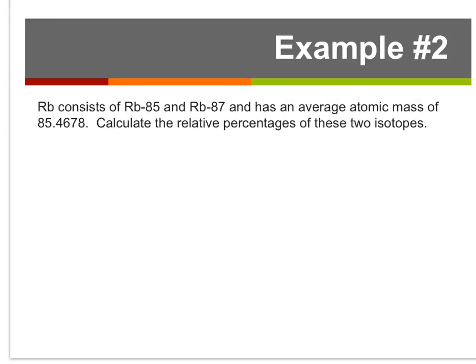Okay, so I'm going to leave you with this second example to try on your own. And what we will do is take this up together in an online tutorial later on. In this example, rubidium consists of rubidium 85 and rubidium 87 and has an average atomic mass of 85.4678 U. Calculate the relative percentages of these 2 isotopes.